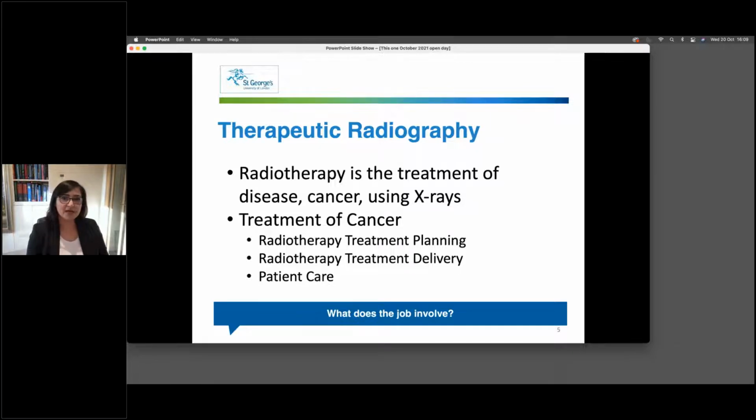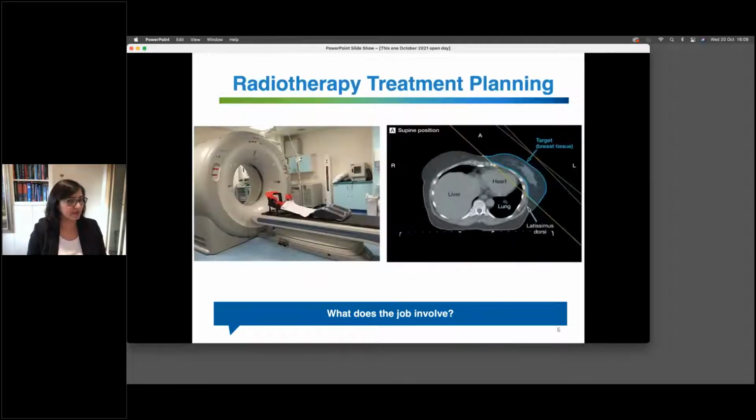So it's a treatment of cancer, and there are 3 areas that therapy radiography works in. One is radiotherapy treatment planning, radiotherapy treatment delivery, and also patient care. So treatment planning involves equipment such as a CT scanner. A therapy radiographer will work in a CT scanner section, and they will set the patient up, and they will then plan how the patient's going to be lying down, how they're going to be mobilized for that particular cancer.